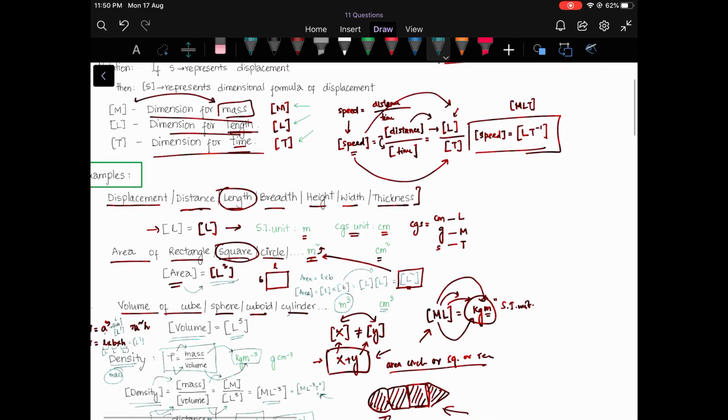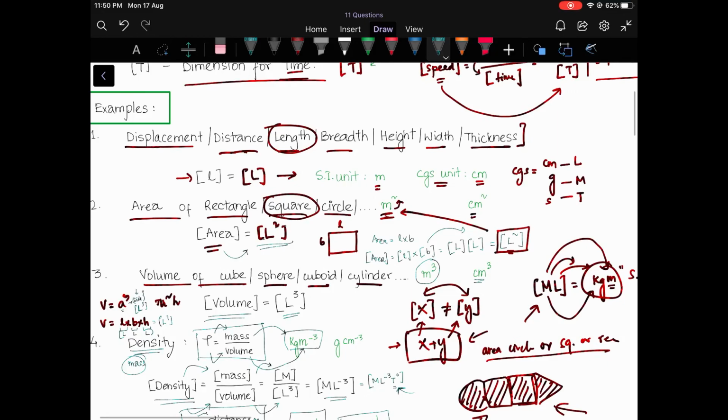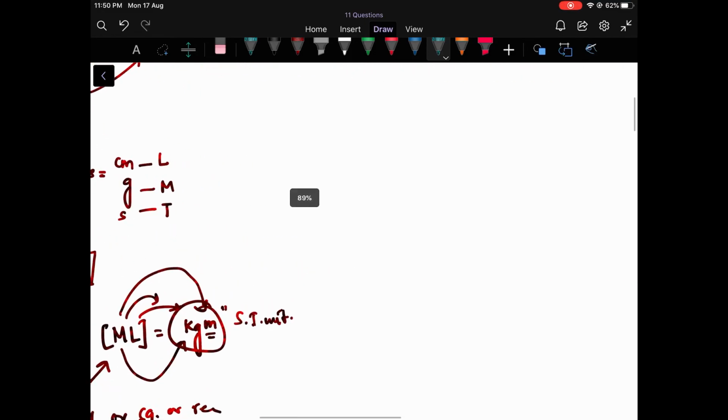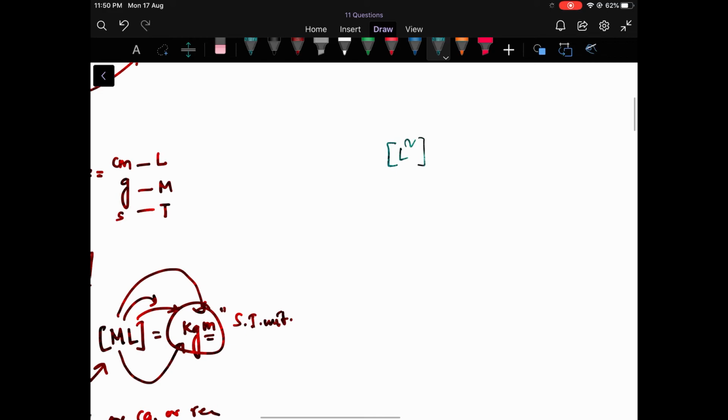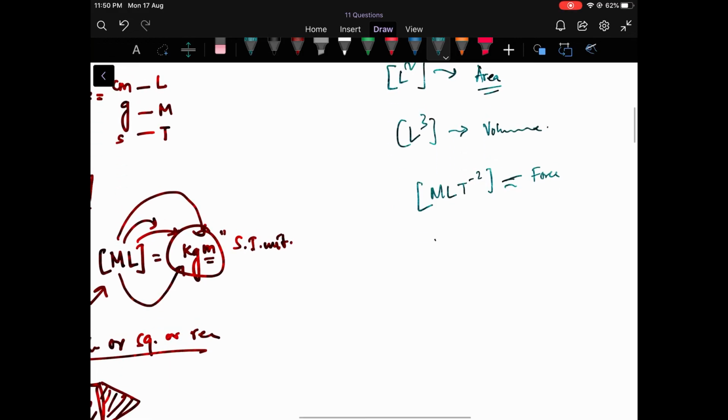What I can say about dimension is that dimension represents the type of quantity that we are talking about. If we have a dimension of L square, it's like we are talking about a quantity representing area. If you have a dimension of L cube, it's like we are talking about a quantity which represents volume, and so on. If you have a dimension of M L T minus 2, that's like talking about a quantity like a force. If you have M L square T minus 2, it's like we are talking about a quantity like energy or maybe work, and so on.